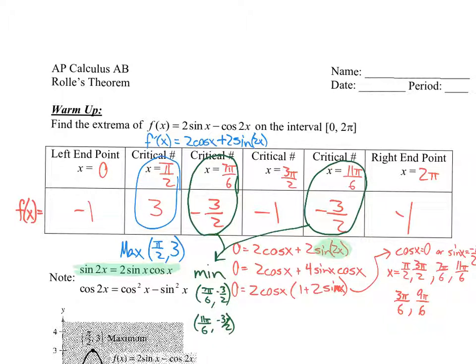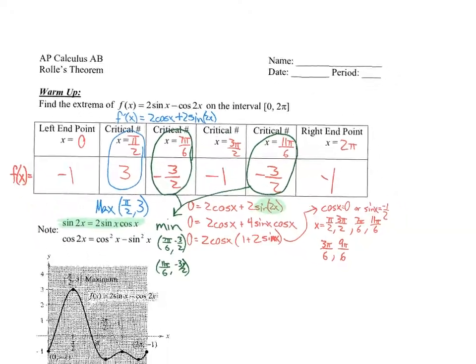Okay? Get used to writing your max and mins as points. Alright? Your extrema are points. Does that make sense? A little bit of review from our last lesson.